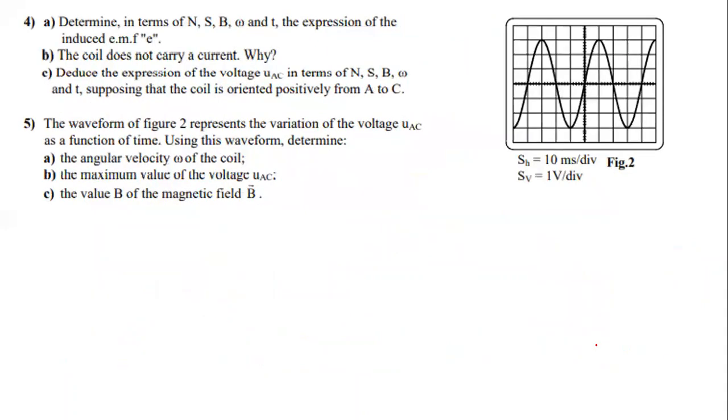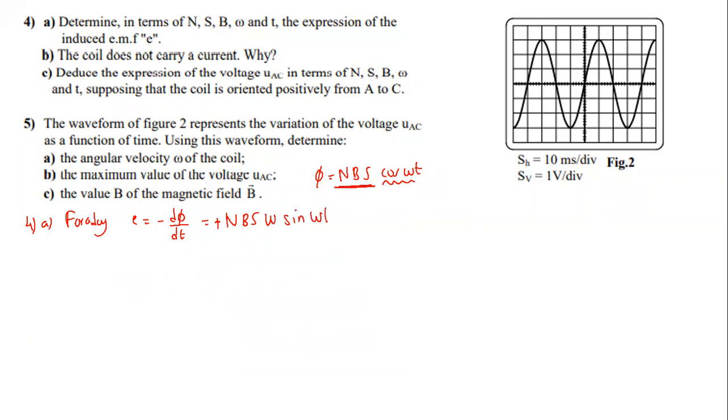Now determine, in terms of N, B, S, omega and t, the expression of the induced electromotive force. So here, according to Faraday's law, we know that E equal minus d phi over dt, and we already said that phi equal NBS cosine omega t. So by doing the derivative, these are constants. So I'll have NBS, and we have here the minus. The derivative of the cosine has a minus sign, so it'll be plus here, and omega sine omega t. Then this will be the electromotive force.